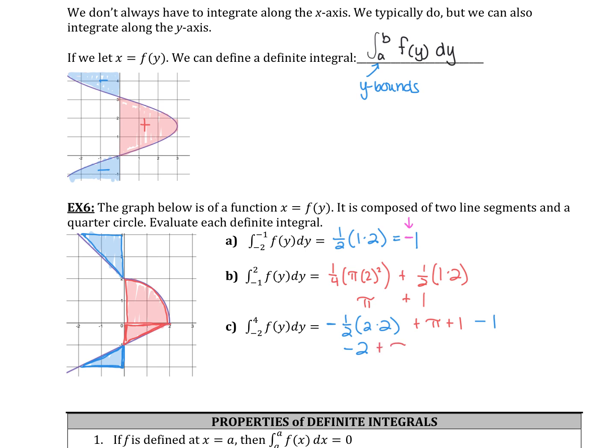So combining any like terms that I have here, my net result for this area would be pi minus 2.